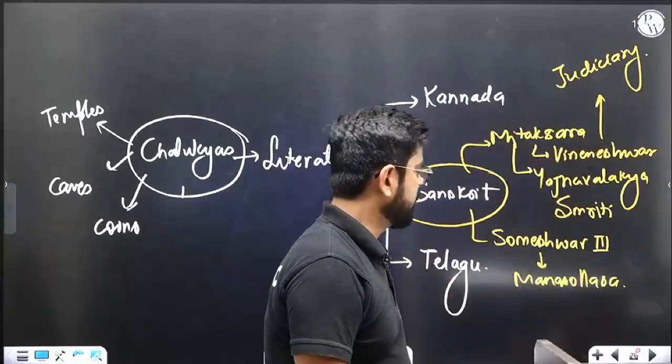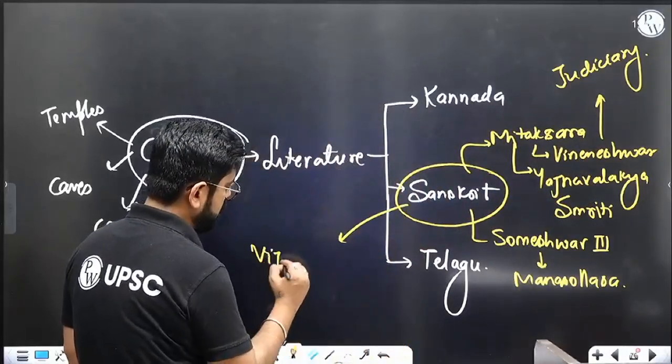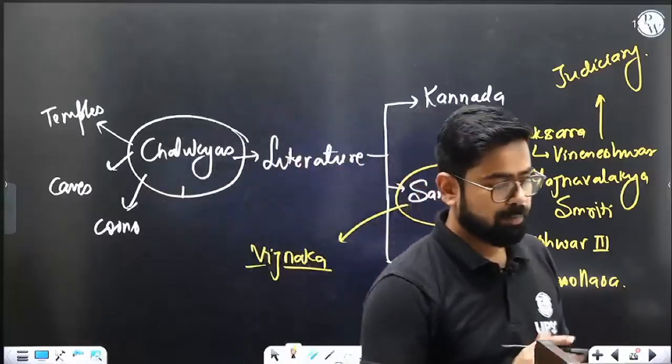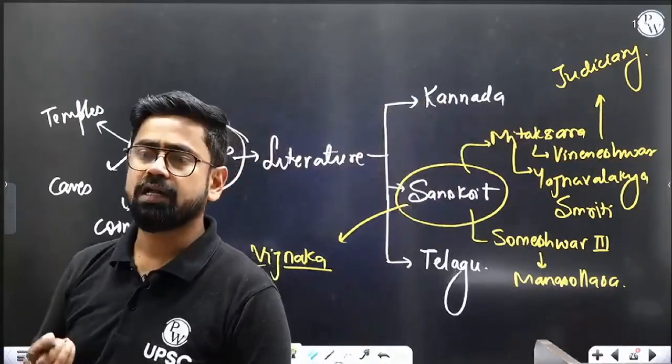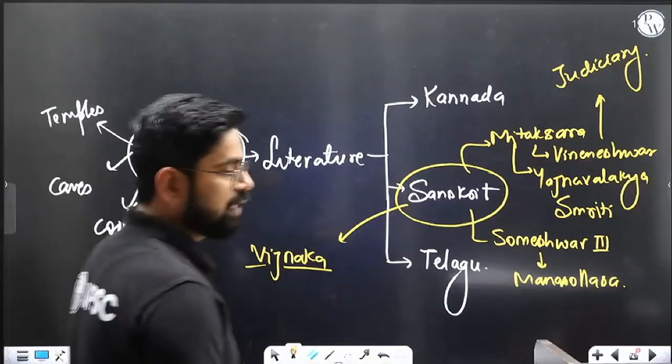Also, we get to know about a poetess, Vijnaka. She's a poetess, Vijnaka. Right? Not much is known about her, but few verses we have here and there. So Vijnaka name also comes. She is a poetess. Right? Sanskrit. Telugu development is not right now.